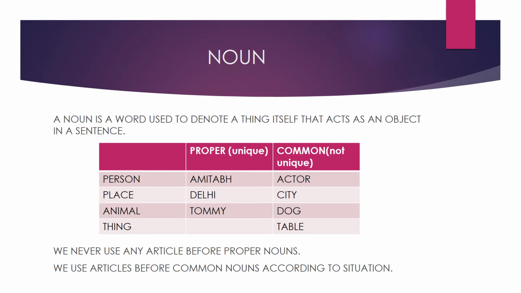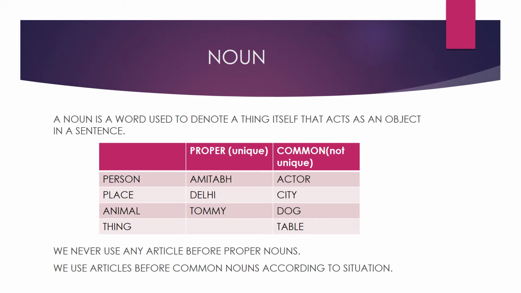I have categorized. See the first line, person. Now, a person's name can be a proper, unique name like Amitabh, or it can be a common name which may not be unique, like actor. So actor is an object, a thing, or Amitabh, the name of the person, is also an object or a thing.